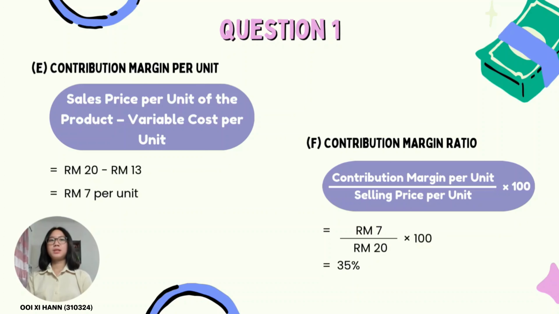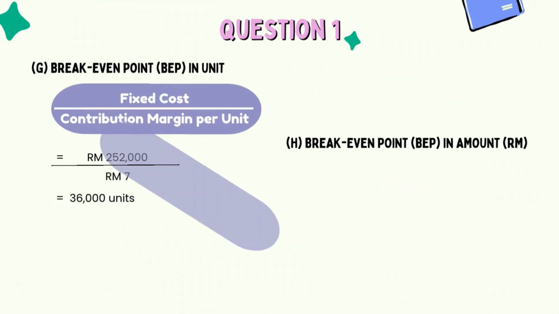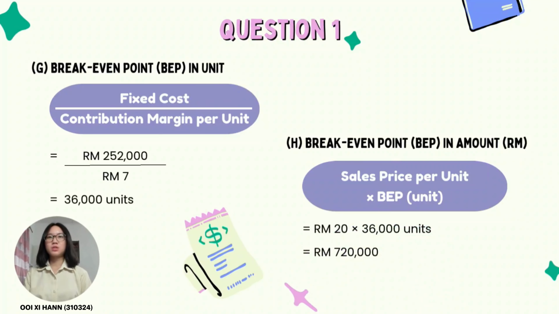The sixth calculation is the contribution margin ratio. The formula is the contribution margin per unit we calculated just now, which is 7 ringgit, divided by the selling price per unit, 20 ringgit, multiplied by 100, equals 35% for the contribution margin ratio. The seventh calculation is the break-even point, BEP, in units. The formula is fixed cost divided by contribution margin per unit, which is 252,000 ringgit divided by 7 ringgit. The BEP in units is 36,000 units. The last part of question 1 is the break-even point in amount, RM. The formula for BEP in amount is sales price per unit multiplied by BEP units, which is 20 ringgit multiplied by 36,000 units, equals 720,000 ringgit.